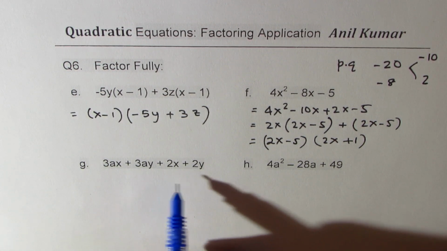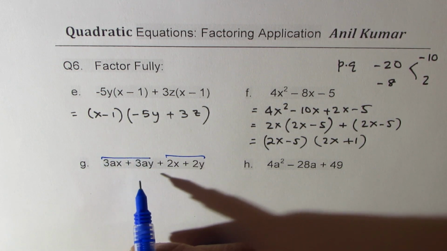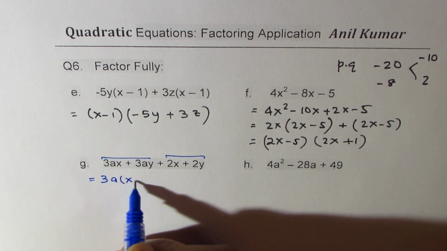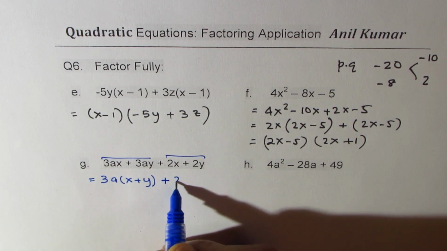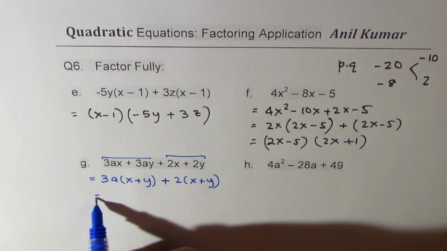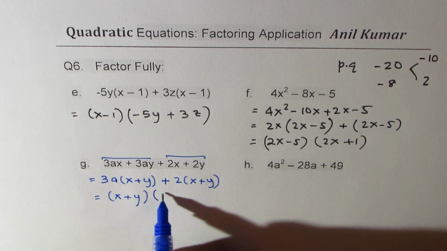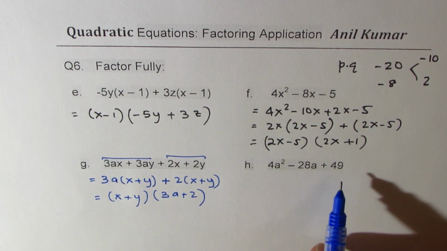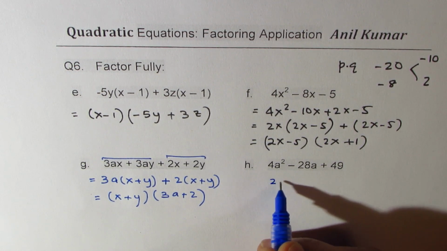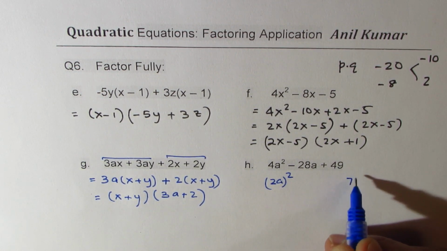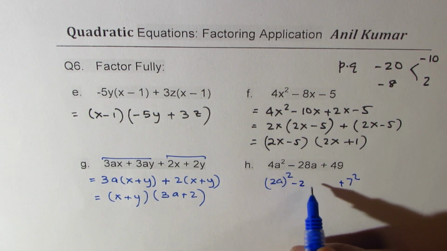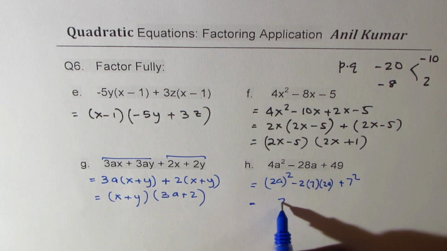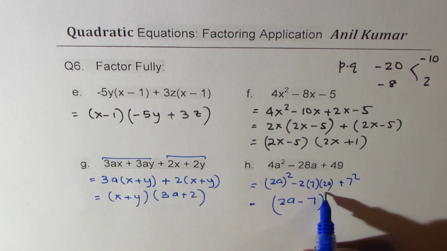Now, we could do group factoring. We can group them and then factor. We have 3 and a common. So we have x plus y. In this case, we have 2 common, x plus y, and so we could write x plus y times 3a plus 2. The last one here involves a perfect square. You could write 4a square as 2a whole square, 49 as 7 square. The center term is twice 7 times 2a, and therefore I could write this as 2a minus 7 whole square.